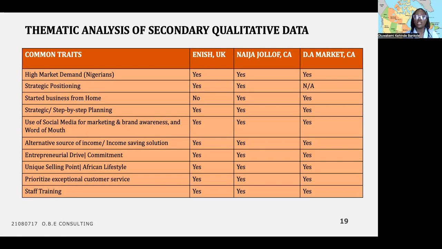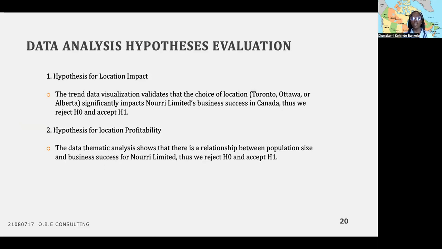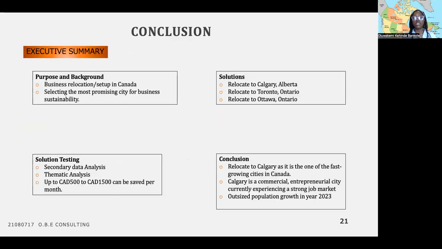designing their unique selling point and marketing to their target audience. In their case, they sold the idea of the Nigerian feel, African lifestyle, home away from home. Then finally, they prioritized exceptional customer service as well as staff training. With the results of this thematic analysis as well as the data trend analysis, we were able to reject the null hypothesis for both our hypothesis for location impact as well as our hypothesis for location profitability.